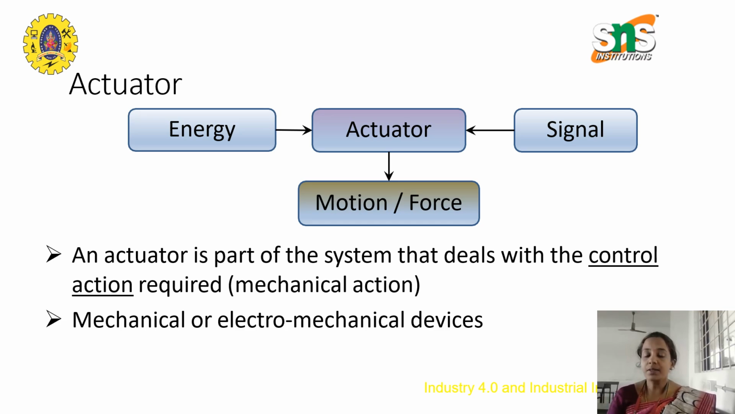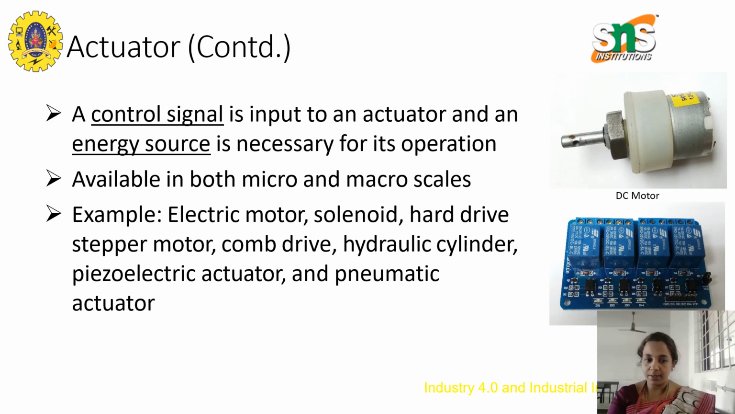An actuator is the part of the system that deals with the control action required, which is the mechanical action, using mechanical or electromechanical devices. An electromechanical device means a microcontroller connected with a motor, or a microcontroller connected with a pneumatic system. These are combinations of electromechanical devices. Some electrical devices will be there, maybe like sensors or microcontroller or ADC or DAC. Along with that, we will be connecting some mechanical devices. Actuator comes into mechanical devices.